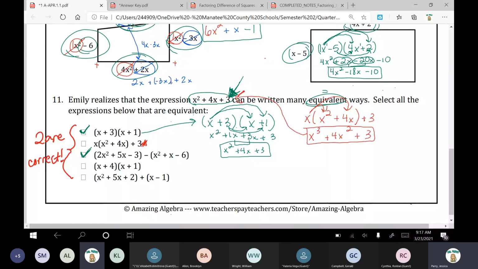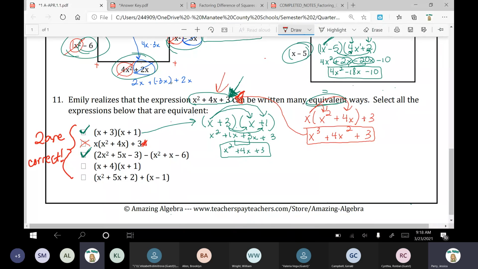Since these two here do not match, the x cubed plus 4x squared plus 3, and then also this one here, the x squared plus 4x plus 3, it does not match. So technically, no, they are not equivalent. They are not equal. So that is not a solution. Okay, so since we got a different answer, that means it is not equivalent. You would not check that one or you would not select it.